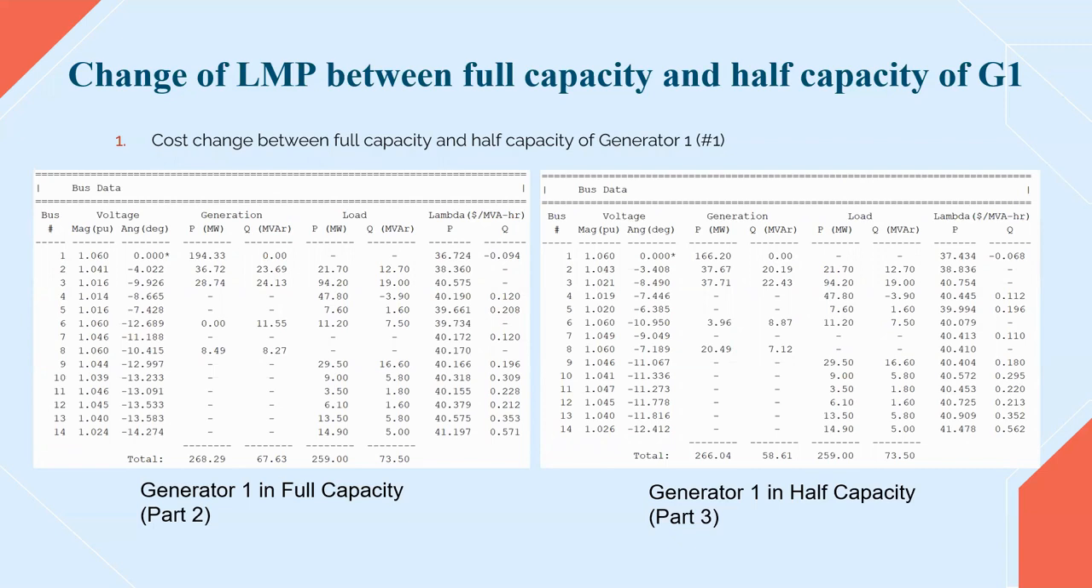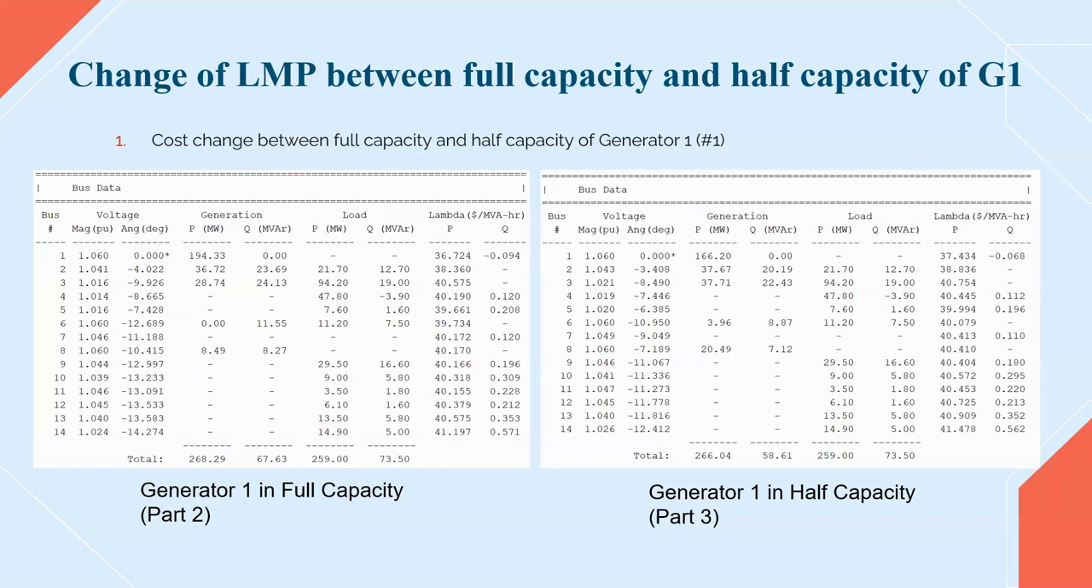In part 2, bus 1 had a power generation of 194.33 megawatts, while part 3 shows that bus 1 generates only 166.2 megawatts, resulting in a difference of 28.13 megawatts that must be produced by other generators or buses.